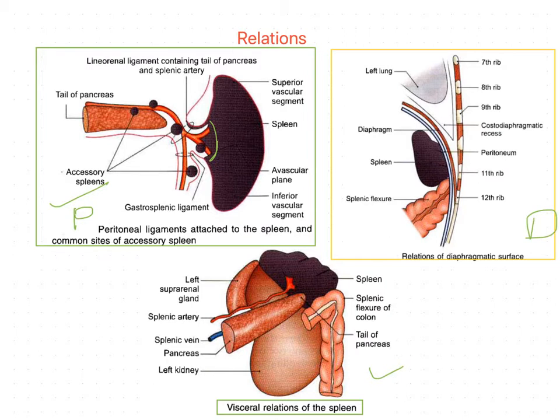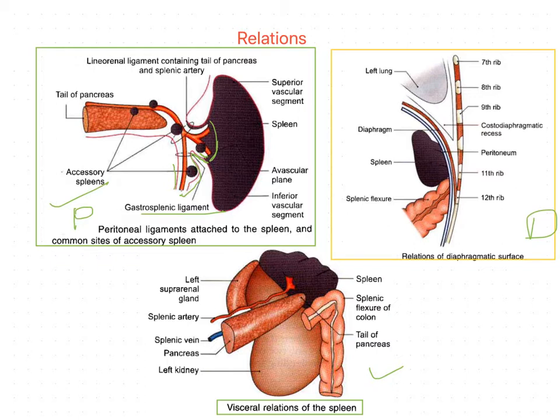First we will see the peritoneal relations. The spleen is surrounded by peritoneum, and it is suspended by some ligaments. One is the gastrosplenic ligament. This ligament extends from the hilum of the spleen to the greater curvature of the stomach. It contains short gastric vessels, associated with lymphatics and sympathetic nerves.